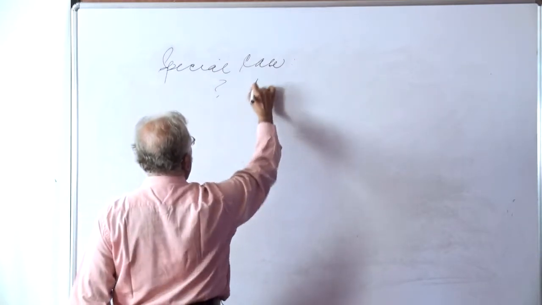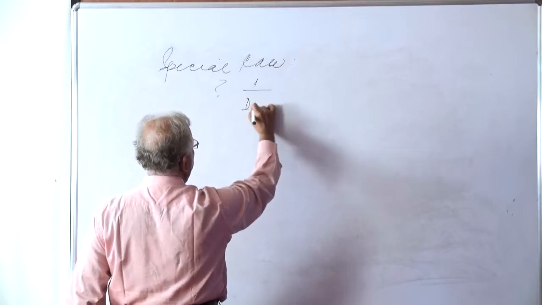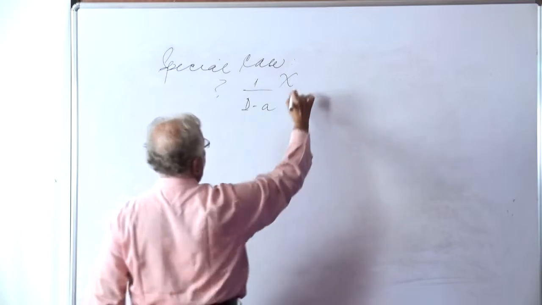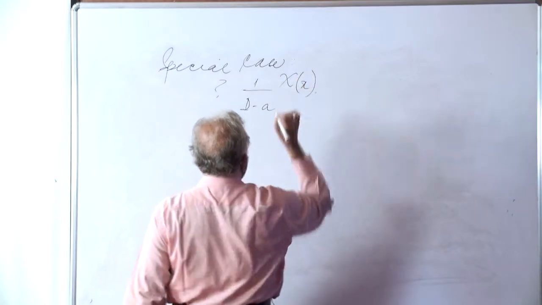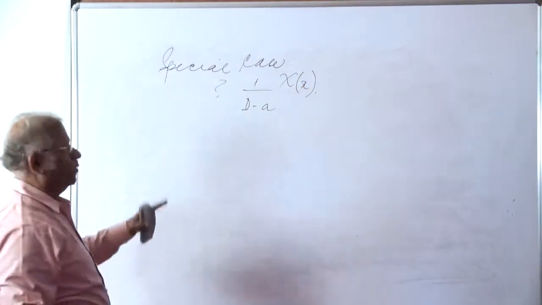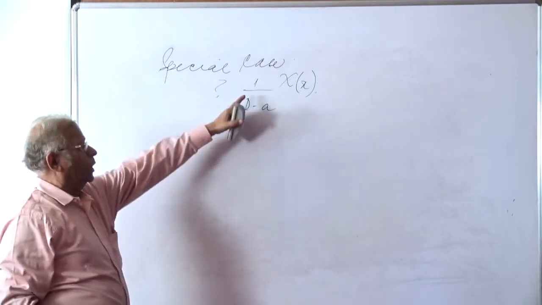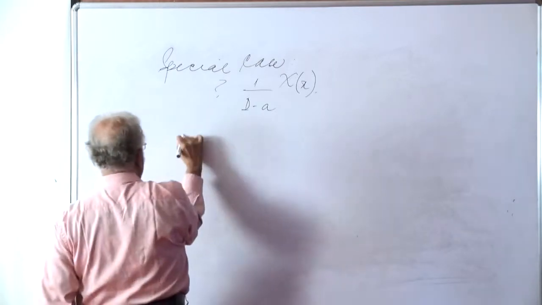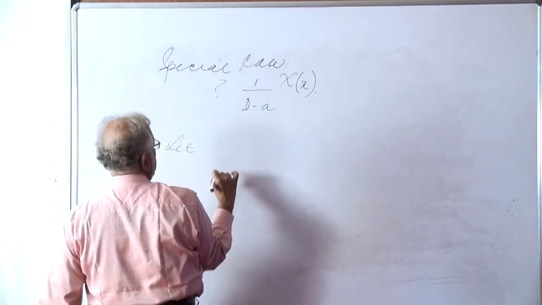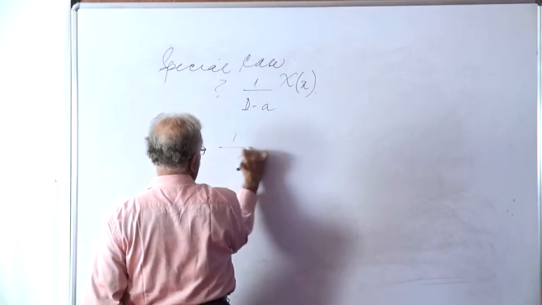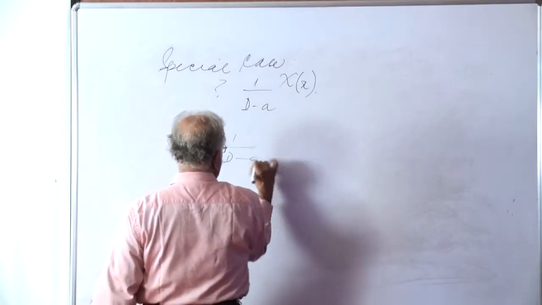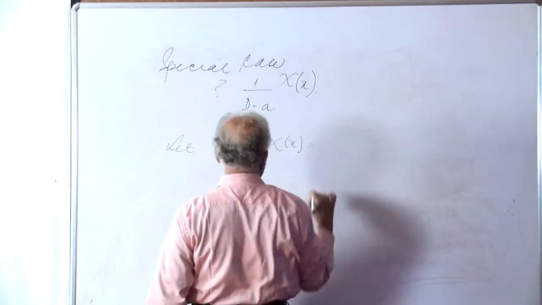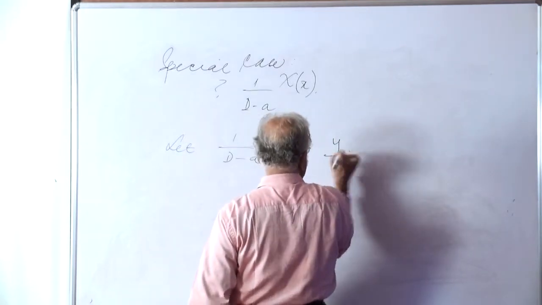What is the meaning of 1 over D minus a applied on X as a function of x? So we have to give a meaning to what is 1 over D minus a applied to any function of x. We start by saying, let us assume that 1 over D minus a of capital X of x is nothing but y.